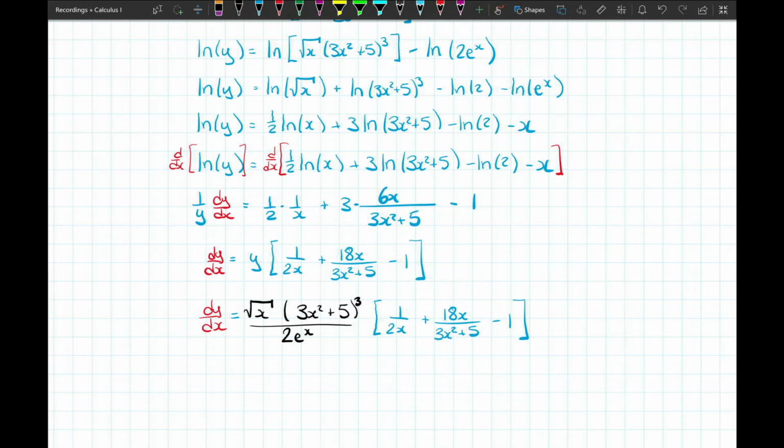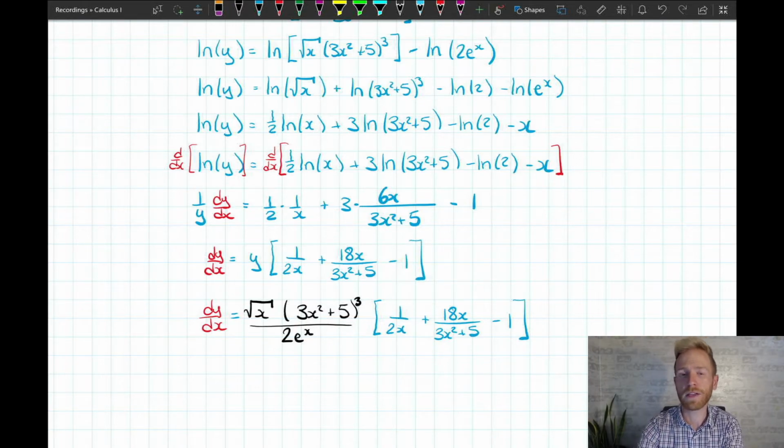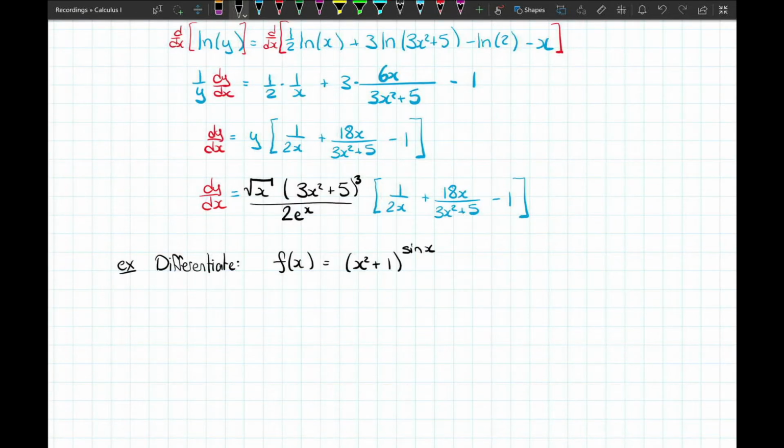Now, obviously this is one of the best uses of logarithmic differentiation, but it's not the only one. In fact, there are certain kinds of functions that we can really only find the derivative of using logarithmic differentiation. And let me show you an example. Here I've got a pretty bizarre looking function. I've got a polynomial x squared plus 1, but it's to a power of sine x.